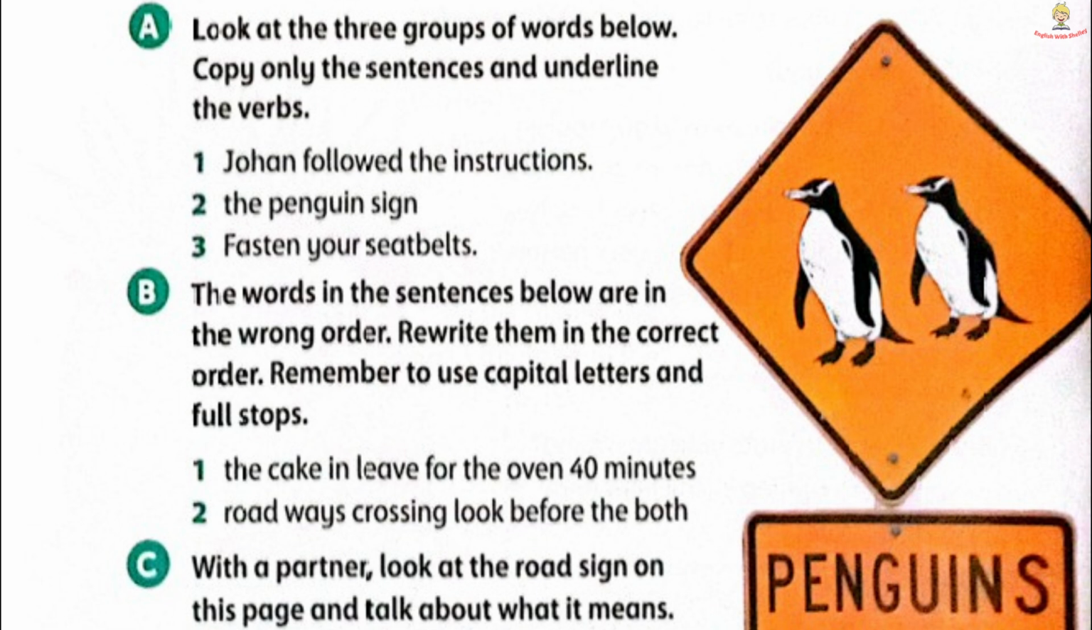Part A. Look at three groups of words below. Copy only the sentences and underline the verb. So in those sentences you have to identify which are the sentences firstly, and then you identify the verb in those sentences. First one is Johan followed the instructions. So first of all, this is a sentence because it gives complete sense, and the subject of the sentence is Johan and the verb is followed.